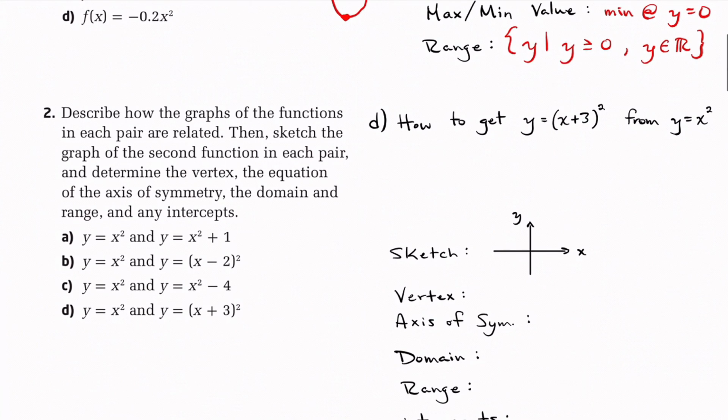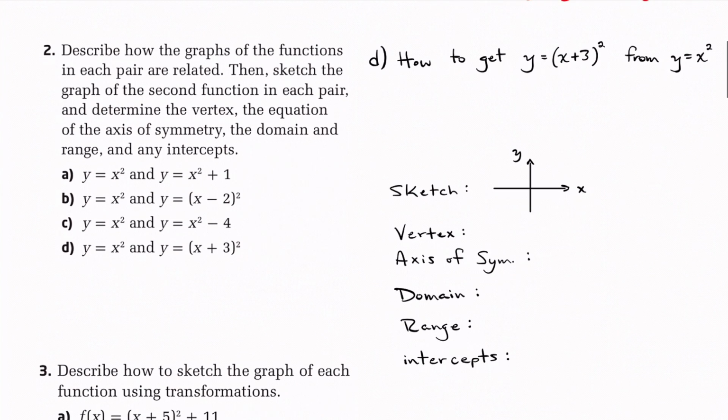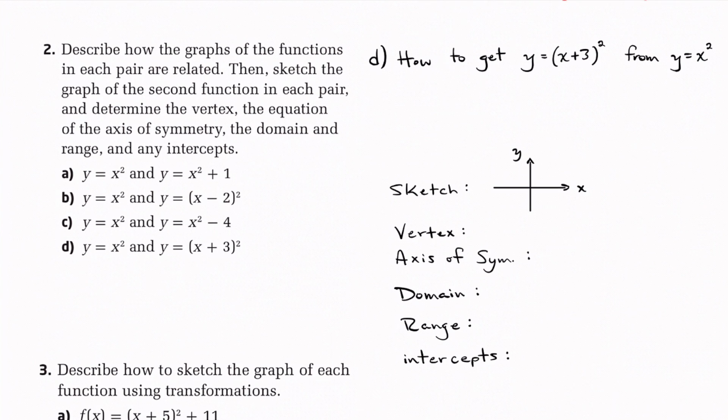Number 2 says describe how the graphs of the functions in each pair are related, then sketch the graph of each second function in each pair and determine the vertex, the equation for the axis of symmetry, the domain, range, and any intercepts. So just starting over here, how to get this graph from y equals x squared.